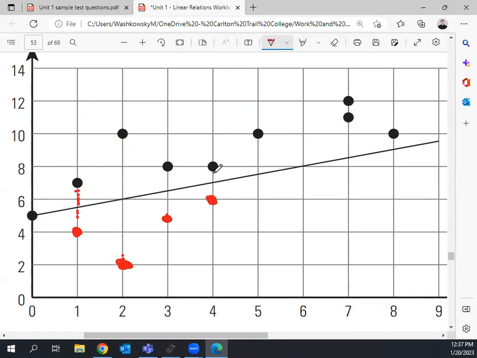This one's about a half a square away. My new point's about a half square away. This line is a little bit over 1 square away. So I'm going to go a little bit over 1 square away and plot that.